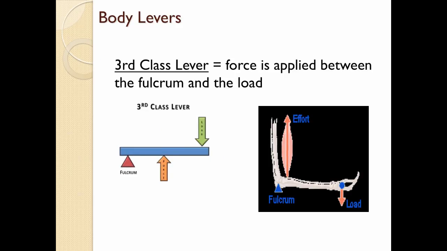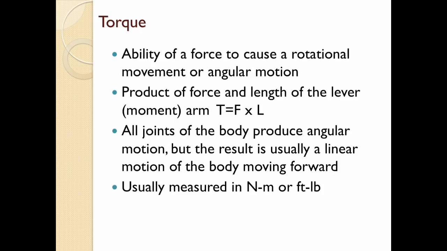The third class lever is a force applied between the fulcrum and the load. So we see now with the biceps. If we flip the arm back over, our load is still at the hand, and the fulcrum is still at the elbow joint, but now the effort, or the force, is in between the fulcrum and the load. This is the biceps muscle doing a biceps curl.